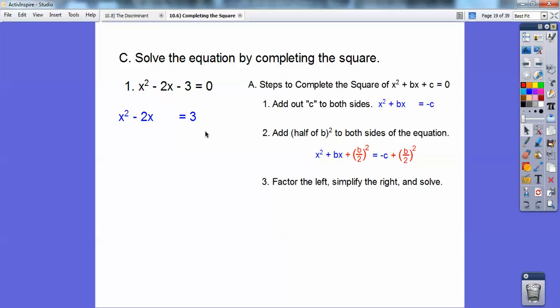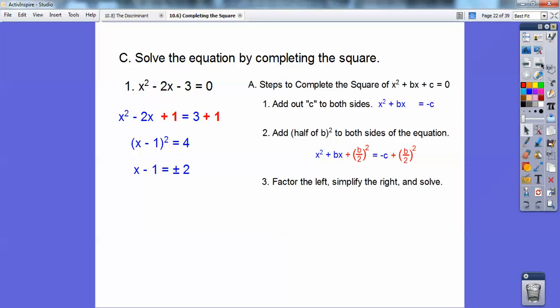Now I'm going to take half of this number, which is 1, and then square it, which is 1. So I'm going to add 1 to both sides. So it's half the middle number squared. All right, so over here, this side factors to, it's always this sign in the middle, so it's going to be x minus, the square root of that is 1. X minus 1 squared over here equals 4. Okay, you guys with me? Nod your heads with me, say yes.